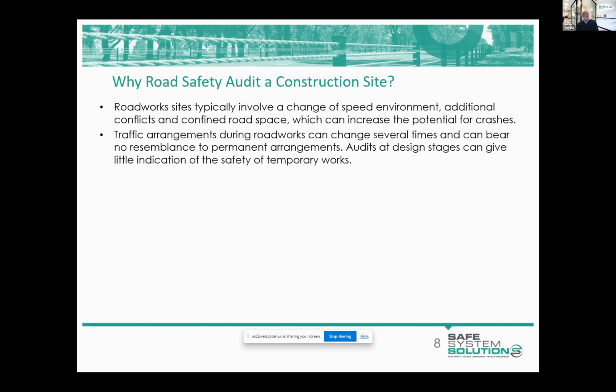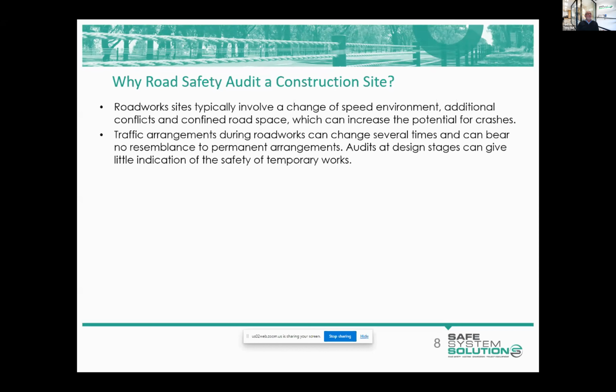Traffic arrangements during road work can change several times, and they don't resemble what the permanent arrangements were or will be. And audits at design stages can give a little indication of the safety of the temporary work. So we do look at the different stages of undertaking road safety audits. We can look at the design, the traffic management plan or the traffic guidance schemes.